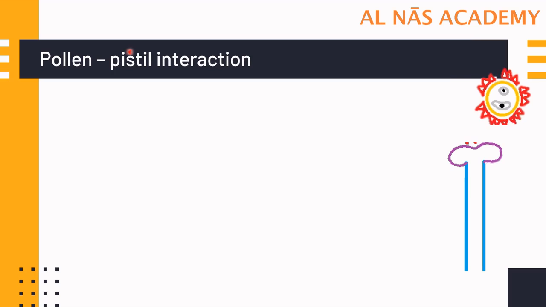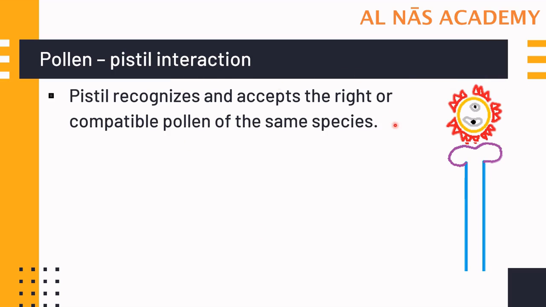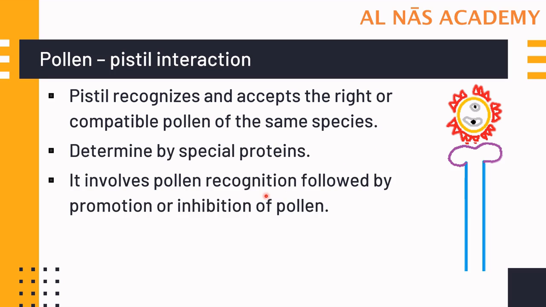We know that pollination does not guarantee the transfer of the right type of pollen. Often the wrong type also lands onto the stigma. Therefore, the pistil has the ability to recognize and accept the right and compatible pollen grain of the same species. Thus, the wrong type of pollen is discarded by the pistil. Now, the compatibility and incompatibility of the pollen grain and the pistil is determined by special proteins.